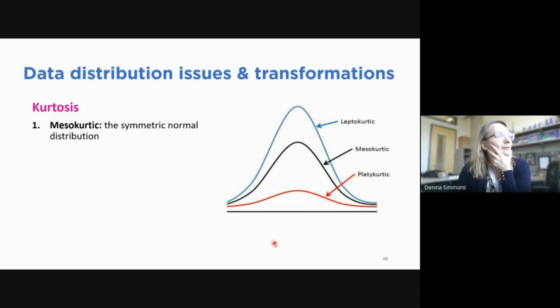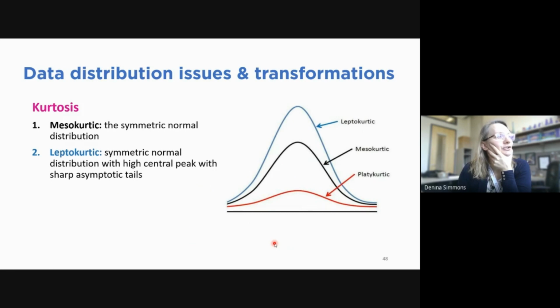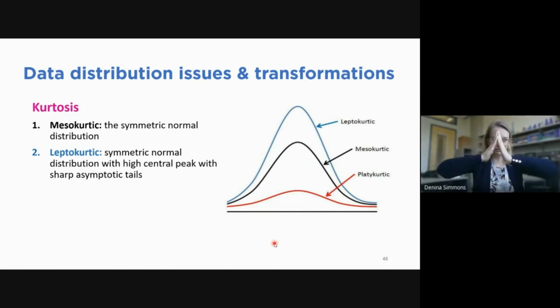There's mesokurtic, which is when you have your regular symmetrical normal distribution. There's leptokurtic, where the distribution has a high central peak and sharp asymptotic tails. I have to say we see this a lot in our proteomics data after we transform and scale it. It tends to look leptokurtic. Anyone who's already looked at our data will know what I'm talking about. It's just a really sharp peak.